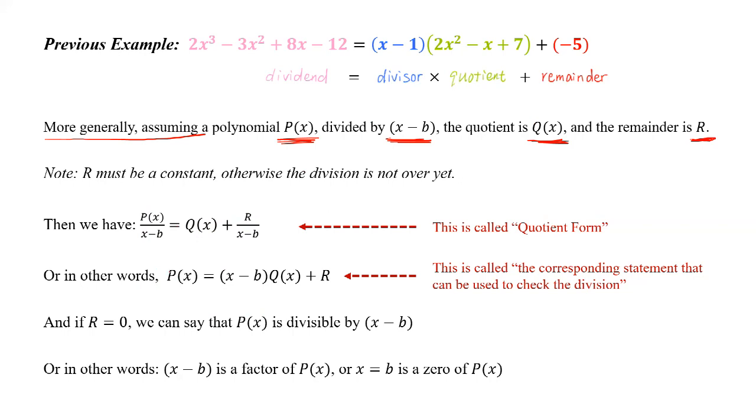Or in other words, p(x) can be expressed as the product of the divisor and the quotient plus the remainder. Understand? And this is called the corresponding statement that can be used to check the division. And it is apparent that if the remainder r is 0, we can say that p(x) is divisible by x minus b, right? Or in other words, x minus b is a factor of p(x), or x equals b is a zero of p(x). Do you understand?